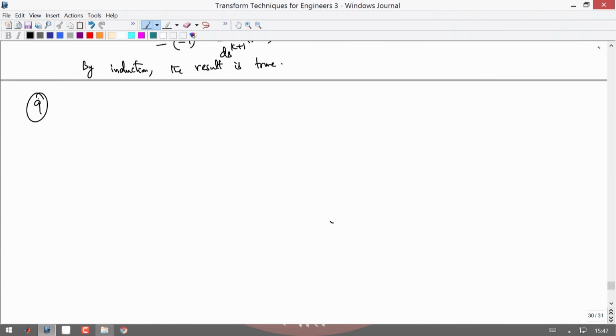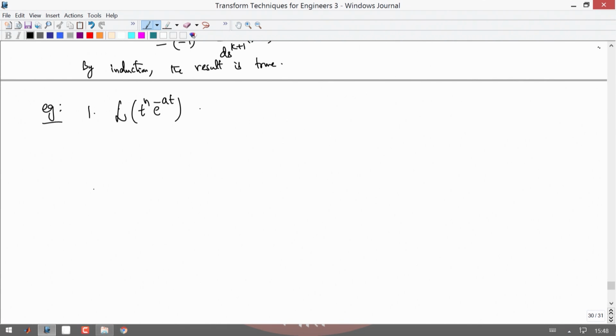And then property 9, I can do some examples, just to give you a feeling. So, an example is the Laplace transform of t^n times e^(-at).